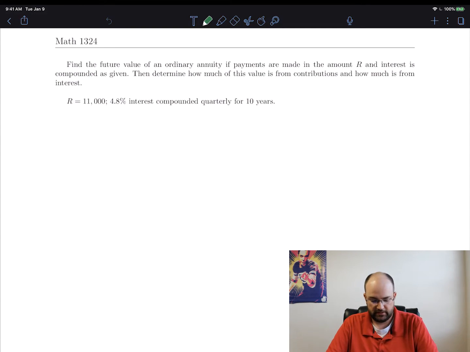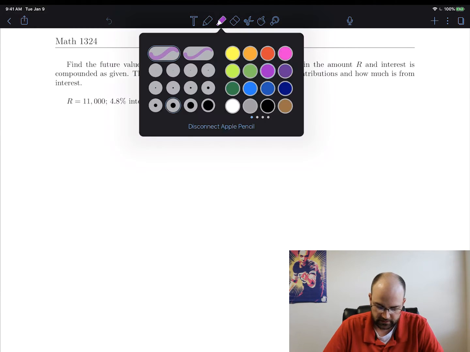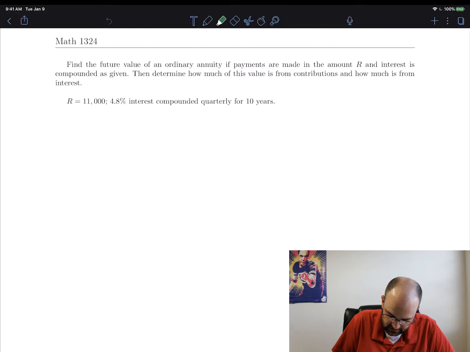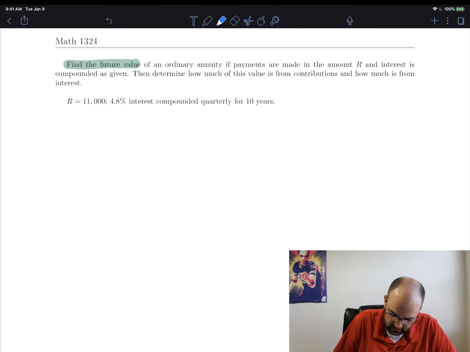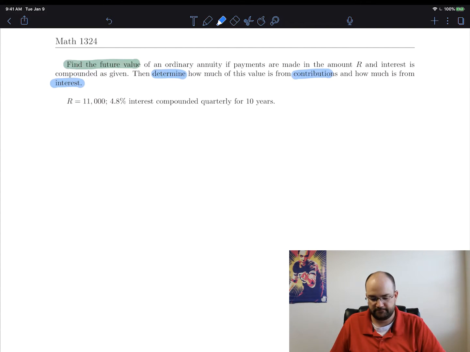Anyway, we want to find the future value of an ordinary annuity if payments are made in the amount of capital R, and interest is compounded as given. Then determine how much of this value is from contributions and how much is from interest. So there's actually two different questions here. The first question we will answer is to find the future value. And the second question is to determine how much is from contributions and how much is from interest.